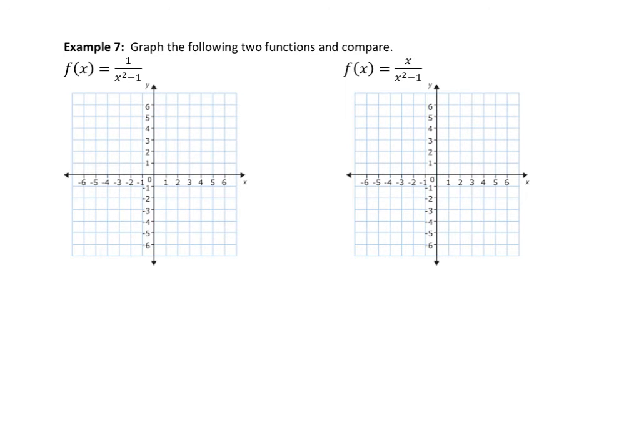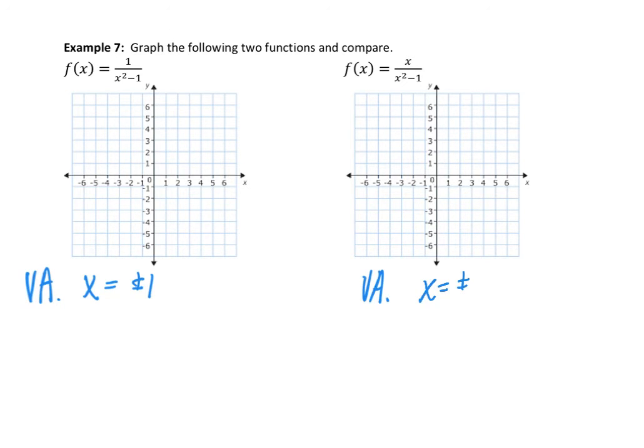So this one we're looking at says to graph the two functions and compare. The first thing I'm going to find is the vertical asymptotes. And it looks like they're going to be the same for both functions. I get x equals plus or minus 1 for the vertical asymptotes. And that's, again, by setting the denominator equal to 0. So when you set x squared minus 1 equal to 0, you get x squared equals 1, and you have to take the square root of x squared and the square root of 1 to get plus or minus 1.